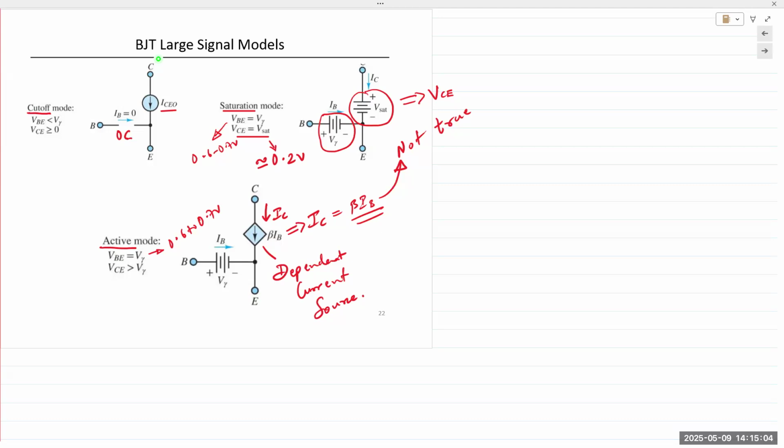More importantly, in the active region, we can model IC as a current source, but it's a current source that is dependent on the value of IB from the input side. Hence, we model IC, the collector current, as a dependent current source. The dependency is on IB. Does that make sense for the large signal models?